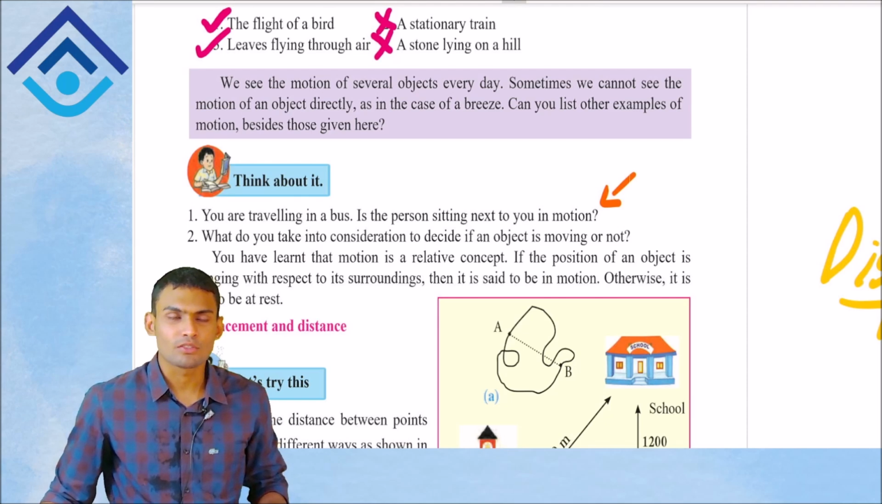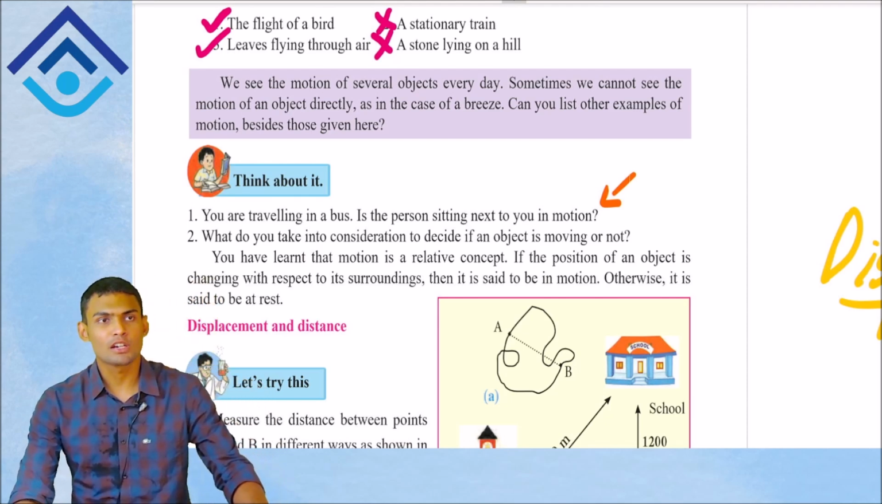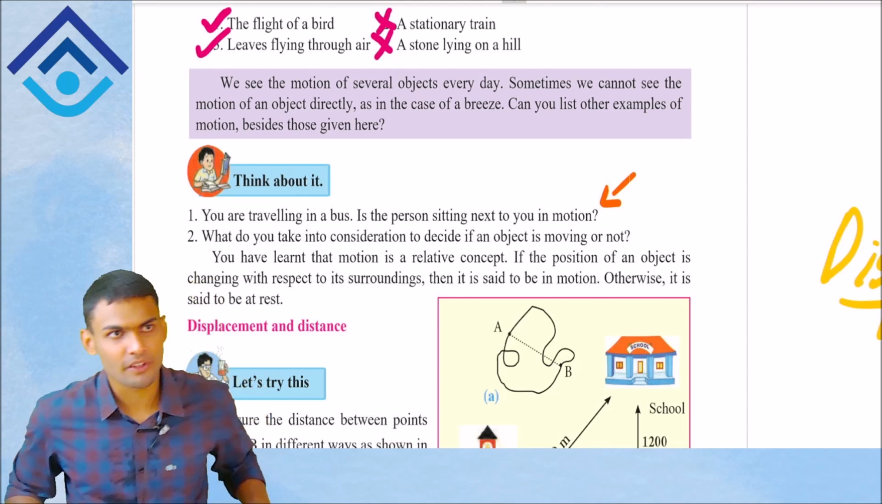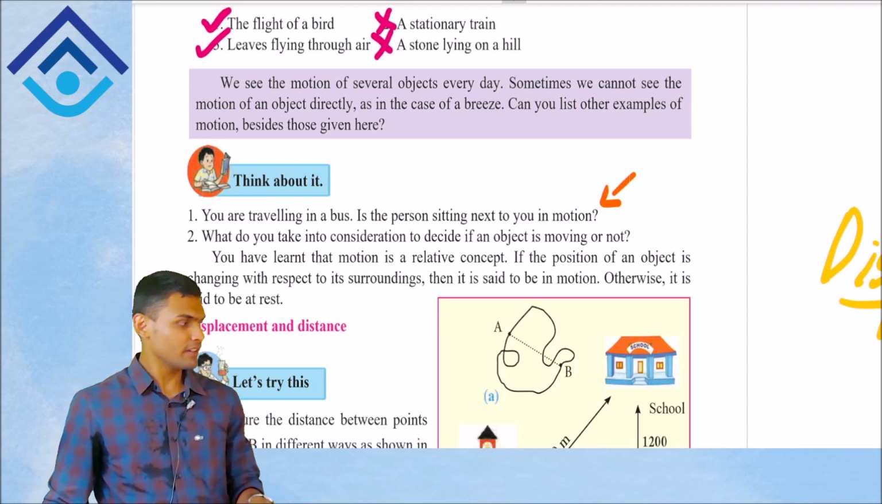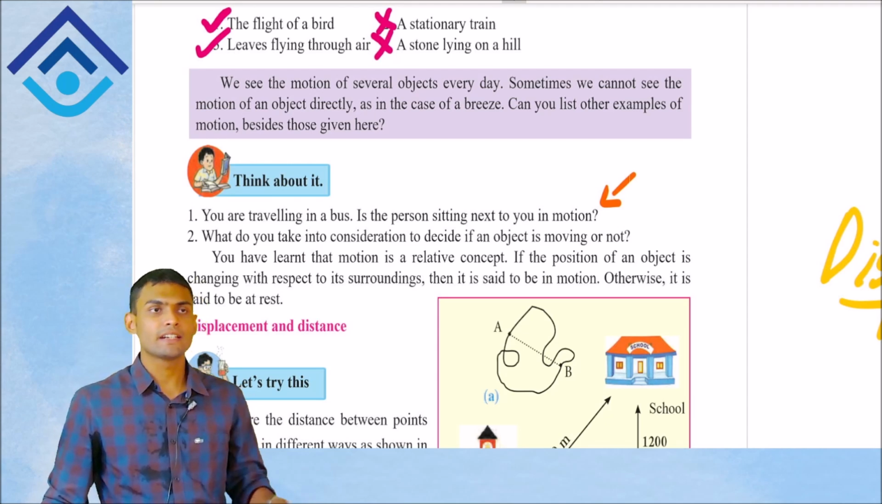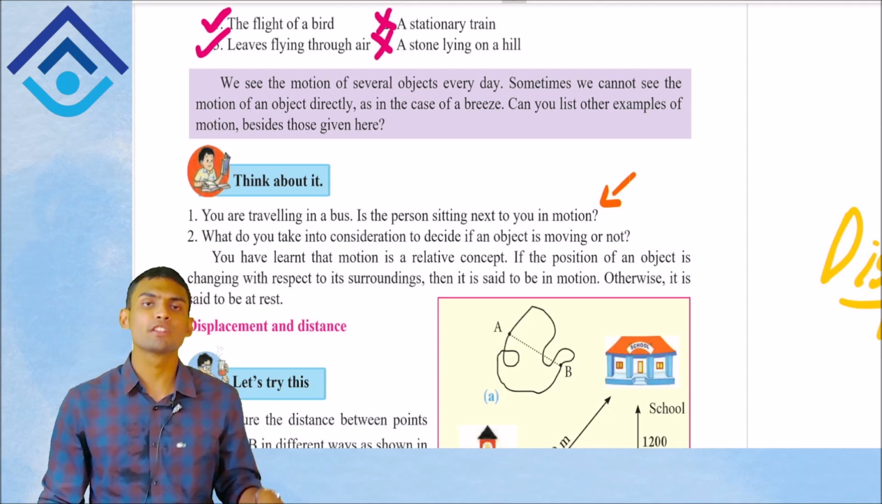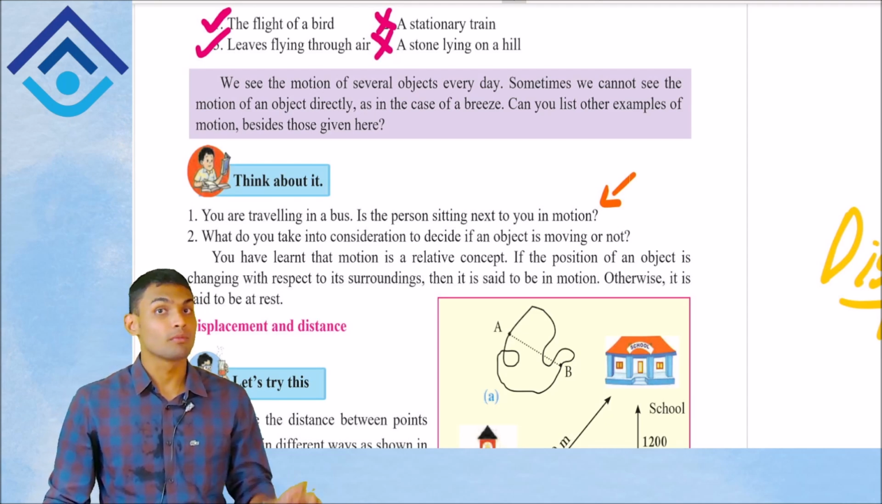This question puts a paradox. You're sitting with someone. Suppose you're coming home from school. You're sitting in a bus with your friend, and the bus is moving, obviously. And you are obviously moving with the bus. But your friend next to you is at rest. That means that person is moving with you, and is not in motion for you.